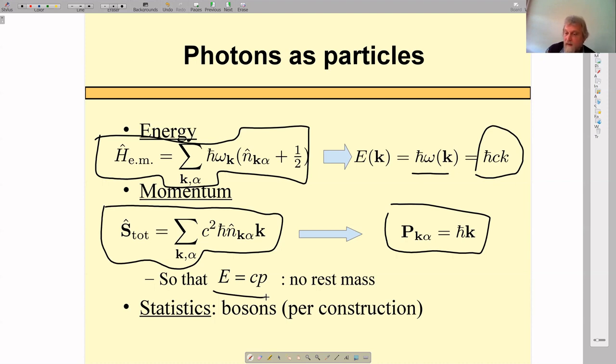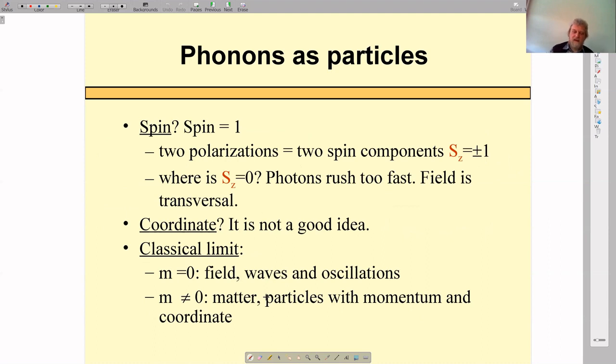Statistics: photons are bosons, well, just basically pure construction. We have quantized a classical field. We couldn't get anything except bosons. No way. A little bit more about photons, about peculiarities of photons. Some tricky thing. A kind of classical confusion comes when we talk about the spin of the photon.